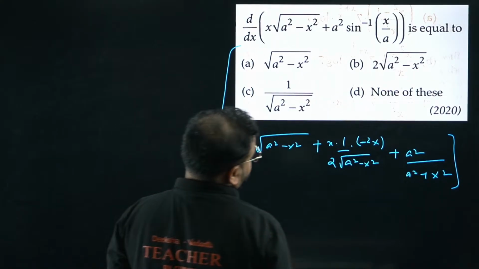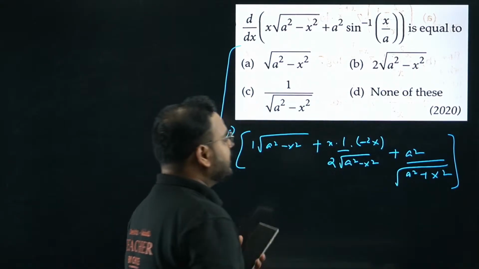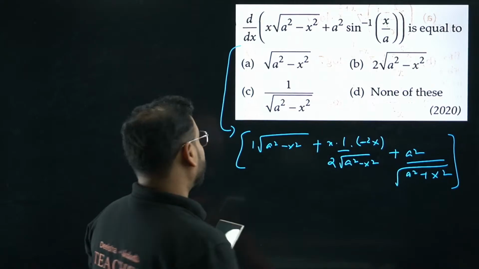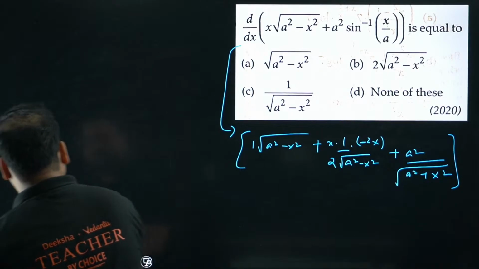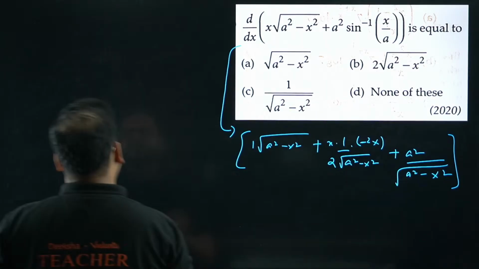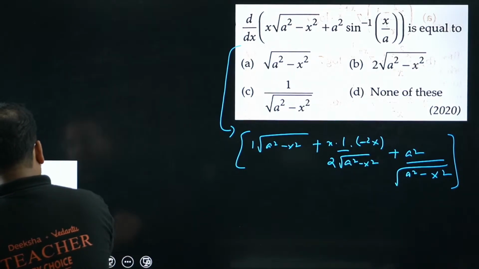In the root only, sorry, a square not plus. What I'm doing is sine inverse, right? It has to be a square minus x square. Forgive me, that's a very silly mistake. Sine inverse, right? Yeah. All right, let's continue from here.